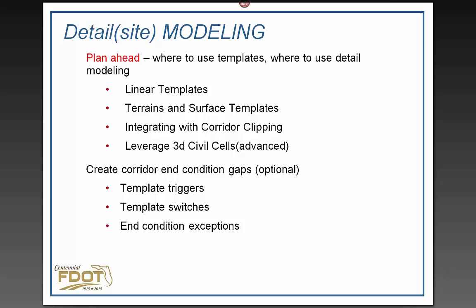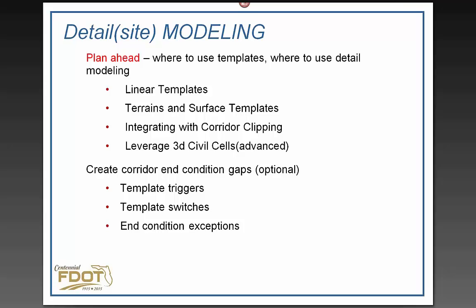Now, a couple of the other things about planning ahead is in your corridor, as you go across intersections, or maybe even where you want to have a different type of end condition, you might want to put in driveways, or let's say it's a retaining wall, or there's got to be a pond and you want it to slope a little differently. You could actually create what I call end condition gaps in your corridor. And you can do that by triggers, switches, or even end condition exceptions. And I'll talk about that a little bit in the live session.